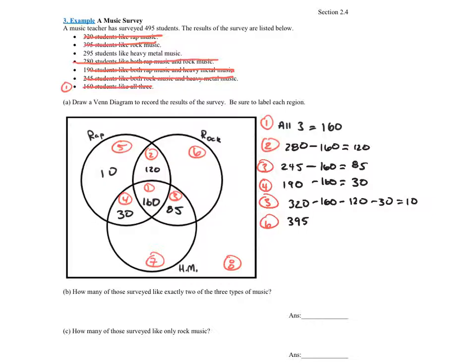So let's get rid of the ones who like all three. Let's get rid of the ones who like rock and rap only. So that's minus the 120. And let's get rid of the ones who like rock and heavy metal. So that's 85. So that leaves me with 395 minus 160 minus 120 minus 85. Please do that. I'm getting 30.